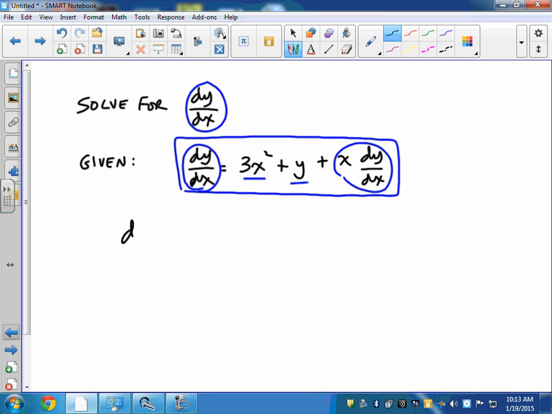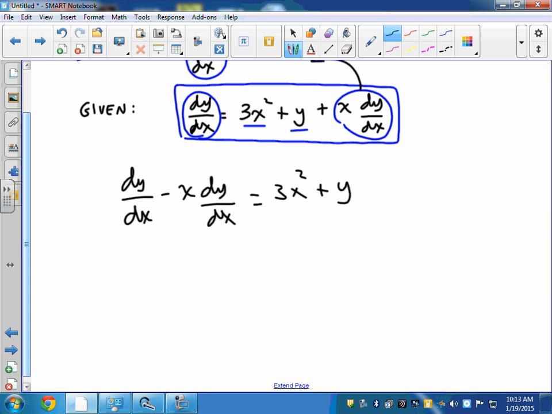We have dy/dx that was already there. We're going to move this term across, minus x dy/dx. And that's going to be equal to 3x squared plus y. Next we factor out the dy/dx. I'll factor it out the back. Notice this is very similar to what we just did.